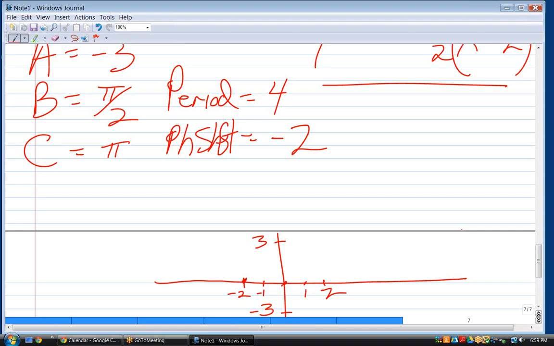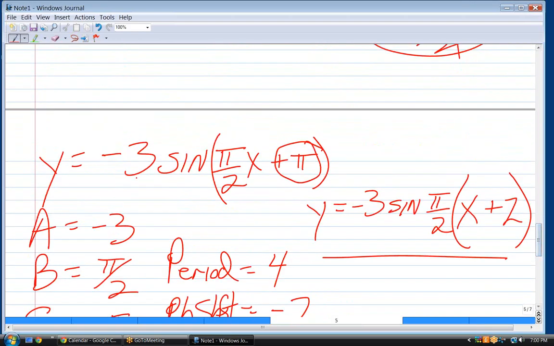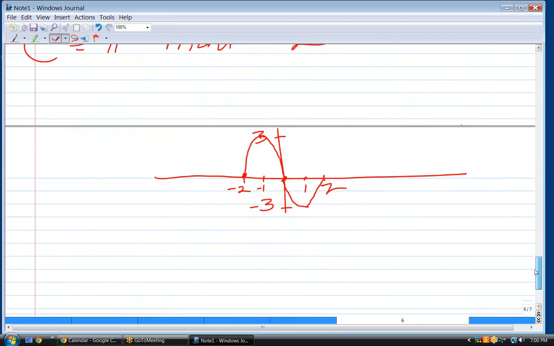If there was no negative sign in front of the A, this would be relatively simple. I would start it here. I would go up to my maximum at that quarter point. I would come back down to there. I would go down to my minimum at that quarter point, and I would come back up to there. The only difference between this function is we're dealing with negative. This negative sign right here means that everything is reflected over the x-axis.